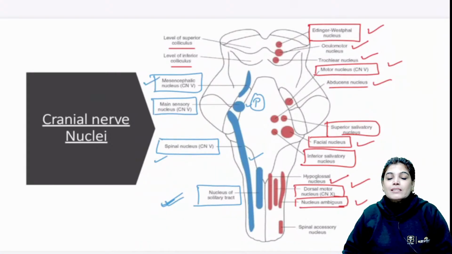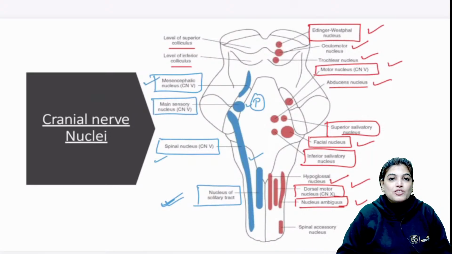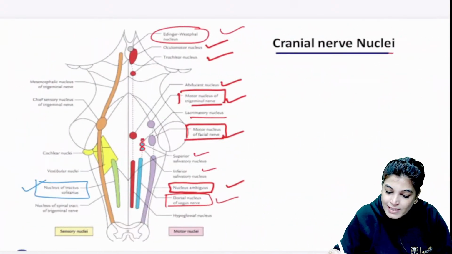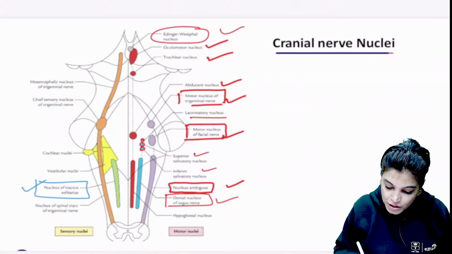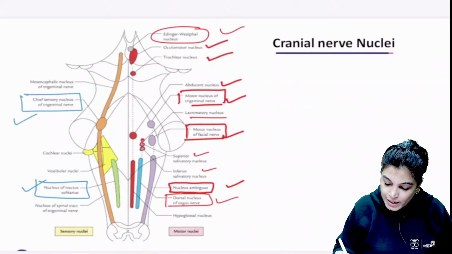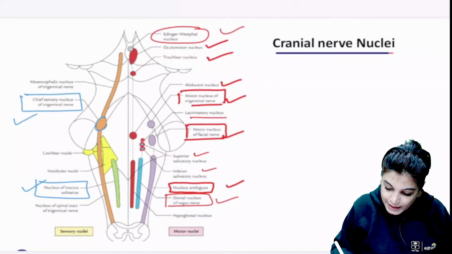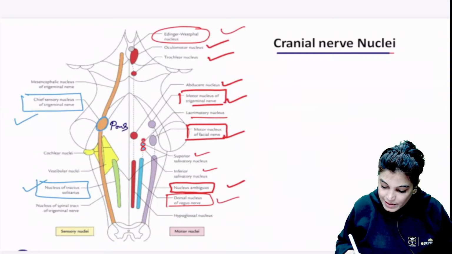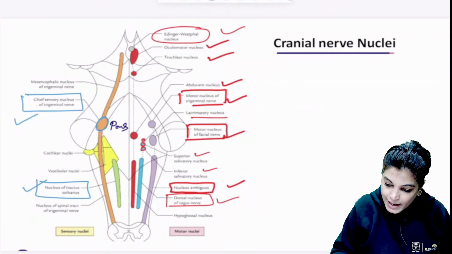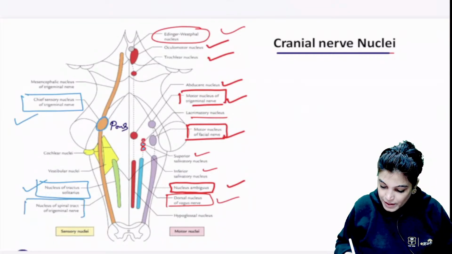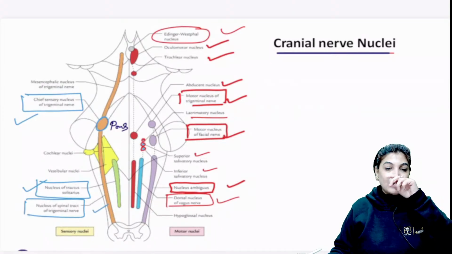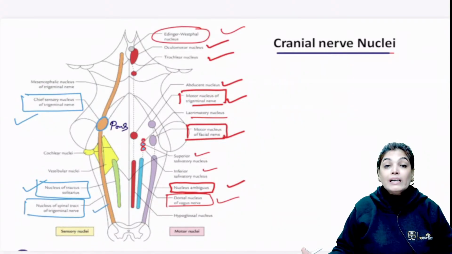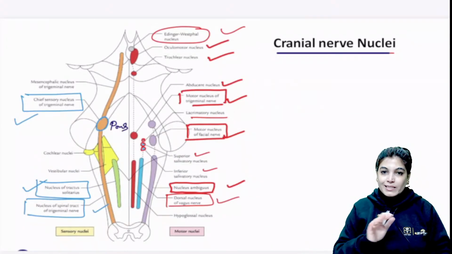The main sensory nucleus is most important for touch sensation, and the spinal nucleus of trigeminal nerve is important for pain and temperature sensation. Here also we can see the location of the chief or main sensory nucleus of trigeminal nerve located in the pons. From the pons there is a lower extension called the spinal nucleus of trigeminal nerve, which goes till the level of the second cervical segment of the spinal cord, carrying the sensation of pain and temperature.